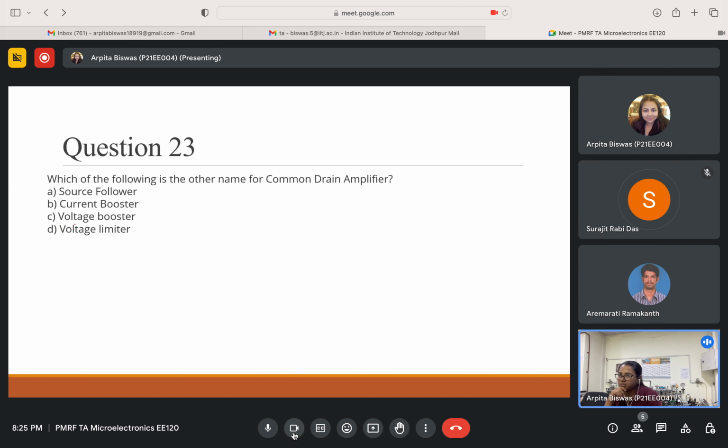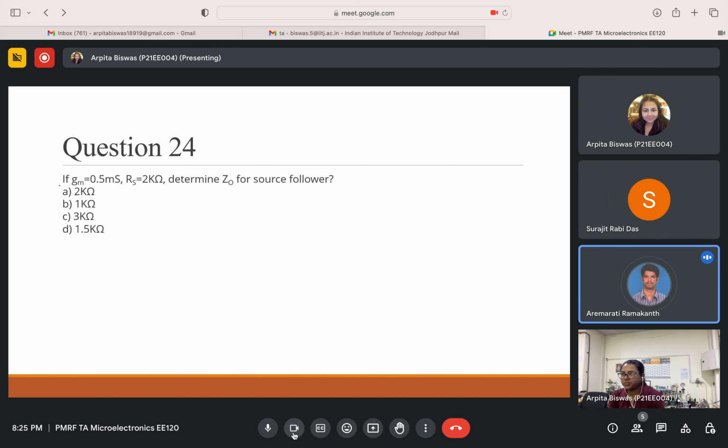This is question number 23. Which of the following is the other name for the common drain amplifier? Source follower. A, madam. Yes, the source follower. This is question number 24. If gm is given as 0.5 millisiemens and RS is given as 2 kilo ohm, determine the R0 for the source follower circuit. 2K parallel with 2K, 1K, madam. Yes.